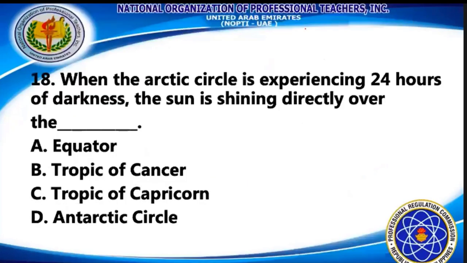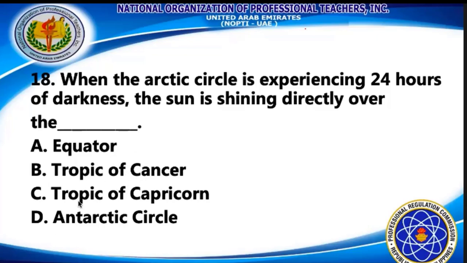Next, 18. When the Arctic Circle is experiencing 24 hours of darkness. Oh, ito pa rin sa tilting, yung rotation pa rin ng Earth yan ah. 'Di ba yung Arctic Circle yung sa taas sa North Pole. The Sun is shining directly over the, kung total darkness, 24 hours ng darkness sa Arctic. Saan naman yung total na daytime? 24 hours of daytime. Equator? Siyempre, hindi. Mali na yan.